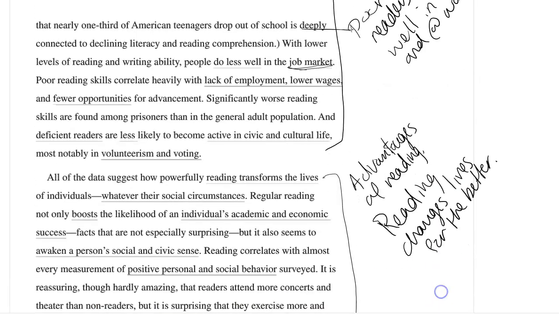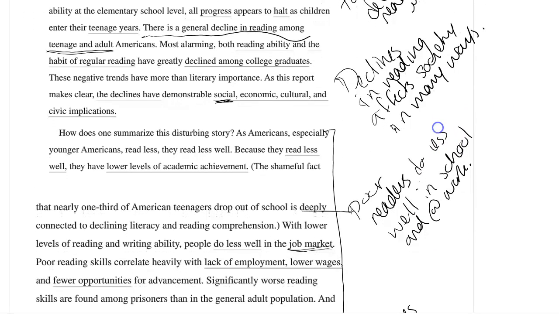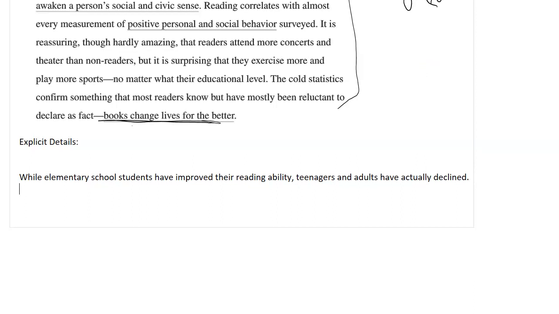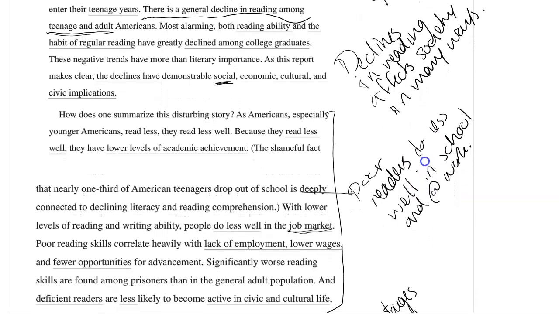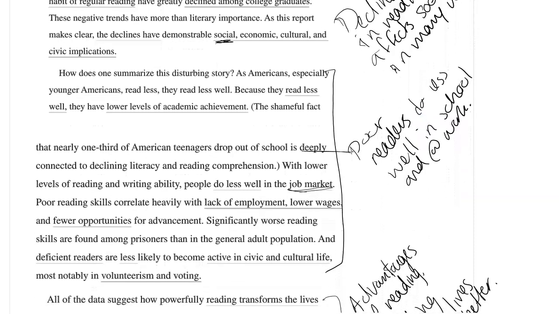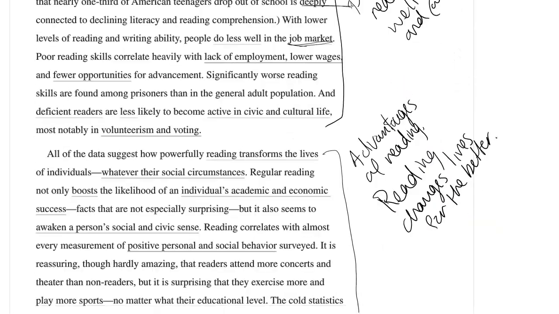And from there, we notice that the author is transitioning to how that decline impacts people in society. And so I want to capture some of those main details here. So the decline in reading ability and regular reading habits have far-reaching implications, such as, and let's take a look at some of those implications. Right here, we can kind of see with lower levels of reading and writing, people do less well in the job market. Poor reading skills correlate heavily with lack of employment, lower wages, fewer opportunities for advancement.